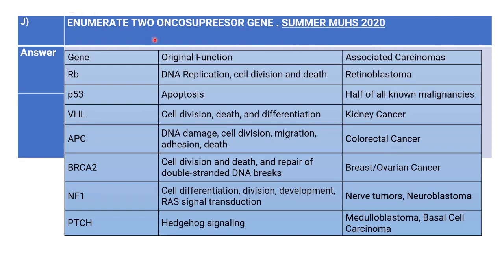Then the next question was: enumerate two oncosuppressor genes. These are the genes: the RB gene is an oncosuppressor gene, and if it is mutated, there is retinoblastoma. Then P53 gene, VHL gene, APC gene, BRCA2 gene, NF1 gene, and PTCH gene. All these genes are oncosuppressor genes. You have to answer when the question asks you to mention any two oncosuppressor genes. Okay.